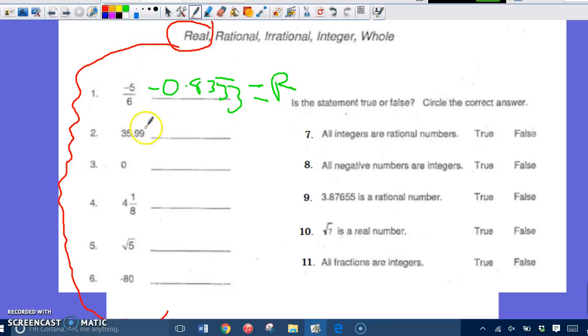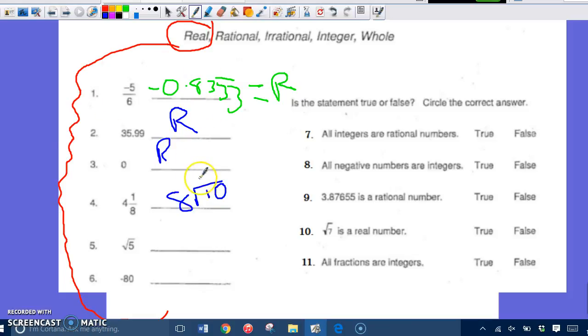I have a 35.99. It is a decimal that terminates. So this one is a rational number. Okay, not to mention it's also an integer. Okay, it's also a whole number too. I have 4 and 1 over 8. So I'm going to do this into the decimal version, okay?